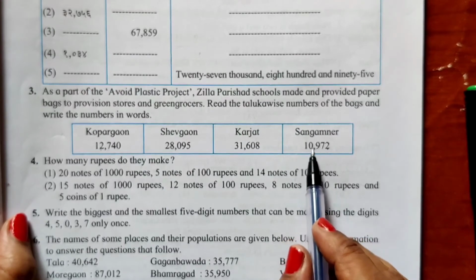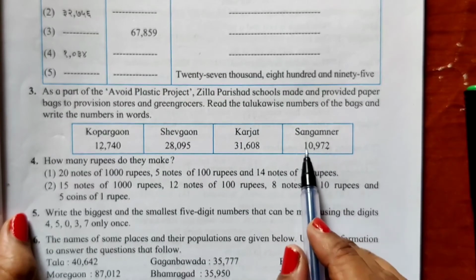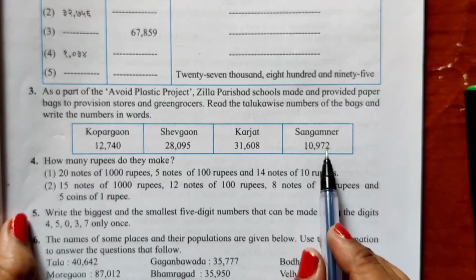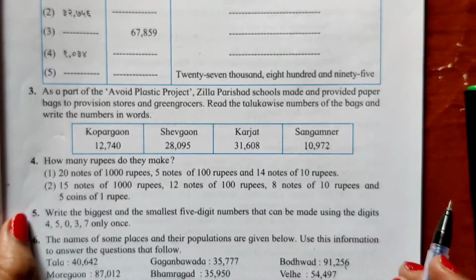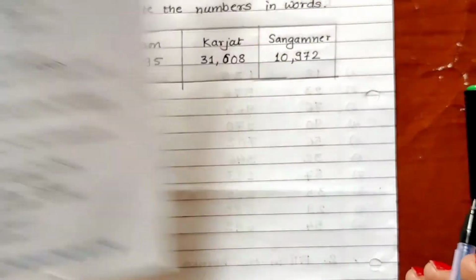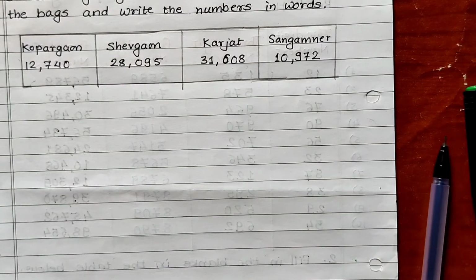Now the last number, unit, tens, 100, 1000, 10,000. That means these two digits we have to take together, and then we write 1000. The two digits are 10. So 10,972. In this way we will be writing the numbers. So let us write the numbers in words.